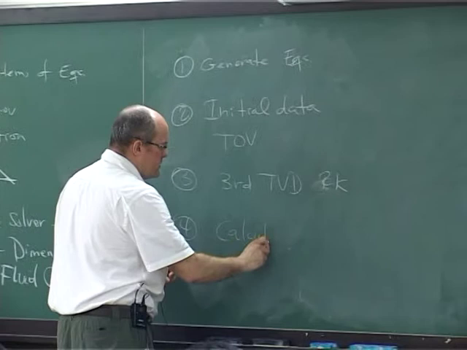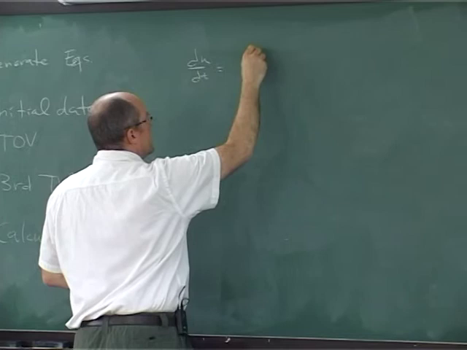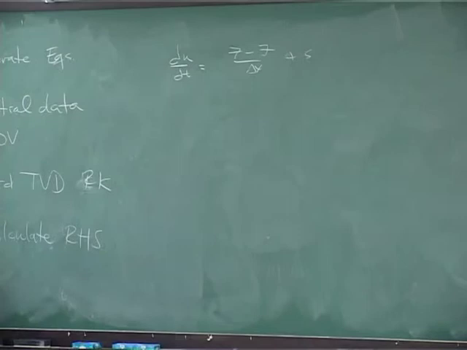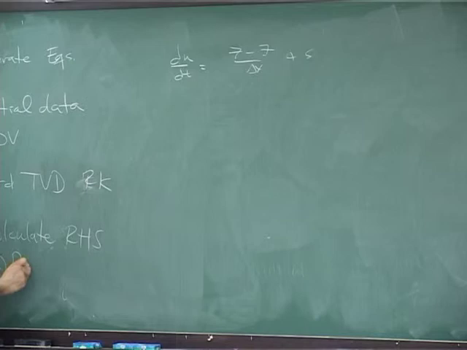Now, when I say calculate right hand side, I mean the right hand side of the semi-discrete equation where I had du/dt equaled derivatives in x, f minus f over delta x, plus whatever the sources are, plus the other dimensions, okay? So this is what I mean by the right hand side. It's everything over here. I'm going to have to go through that, calculate it three times. The first thing I'm going to do is reconstruct all the variables using whatever technique I choose.